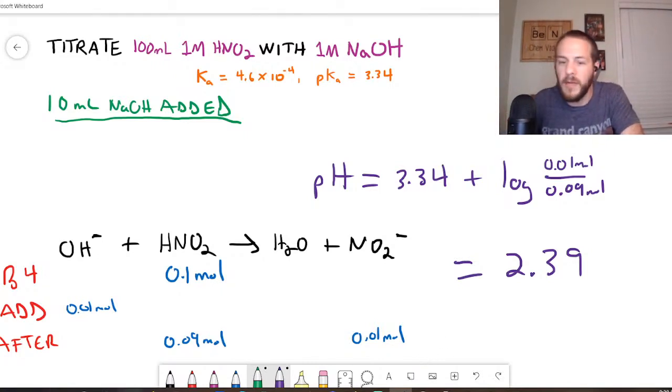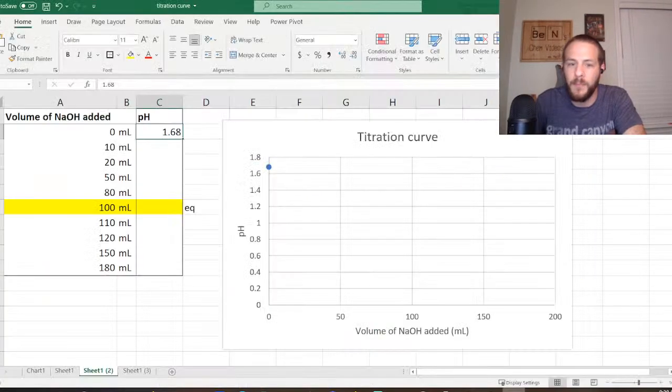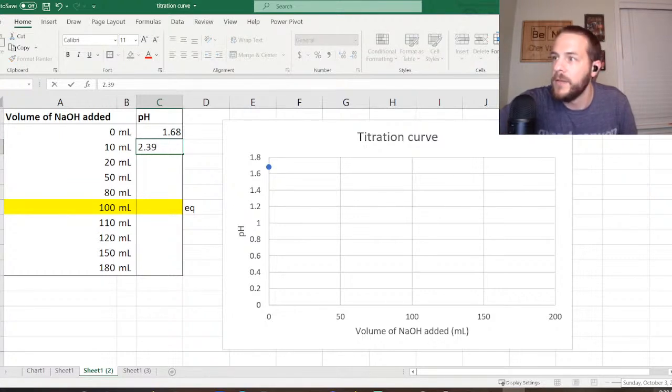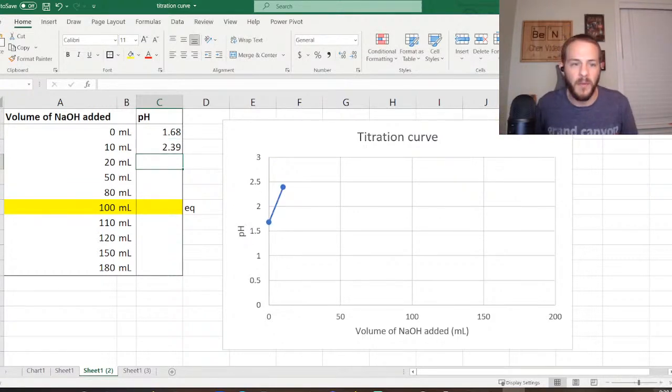All right, so 2.39. I'm going to hop back into this Excel spreadsheet and input that. This 2.39 was the pH when we added 10 mL of our 1 molar sodium hydroxide to our 100 milliliters of 1 molar nitrous acid. The next one that we're going to do is for 20 mL.